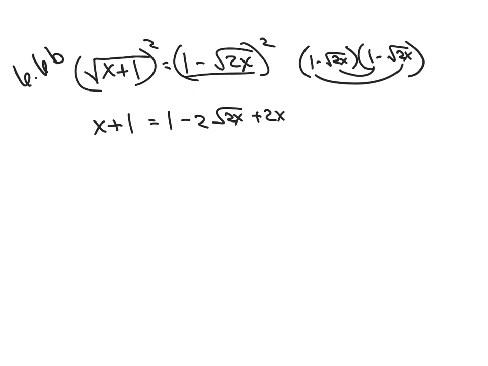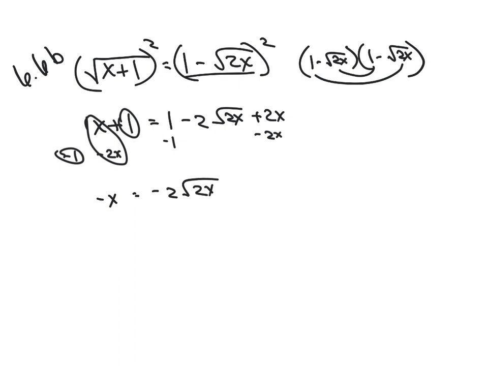So now, since we have one radical sign here, we need to get rid of everything around it. We need to isolate the radical so that we can keep plugging along. In one fell swoop, we're going to subtract 1 and subtract 2x from here, and do the same over here. Subtract 1, subtract 2x. When we subtract the 2x, we get negative x, and 1 minus 1 is 0. So we're left with negative 2 square root of 2x.